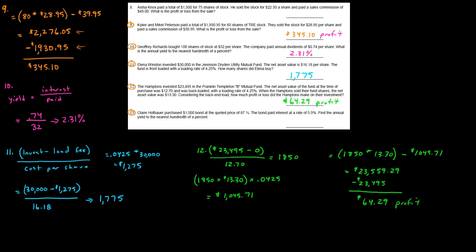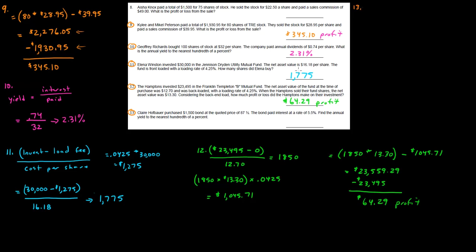Last but not least, we have number 13. I'll do up here at the top. We purchased a $1,500 bond at 87.5. The bond's interest is 5.5%. What is the yield? So to find the yield, we need to know the amount of the interest, and we need to know the amount that we invested.